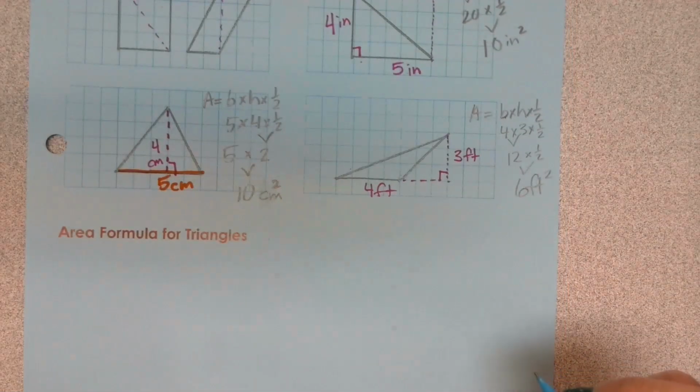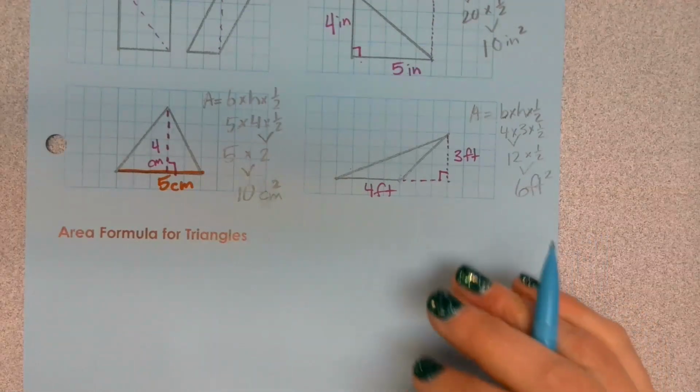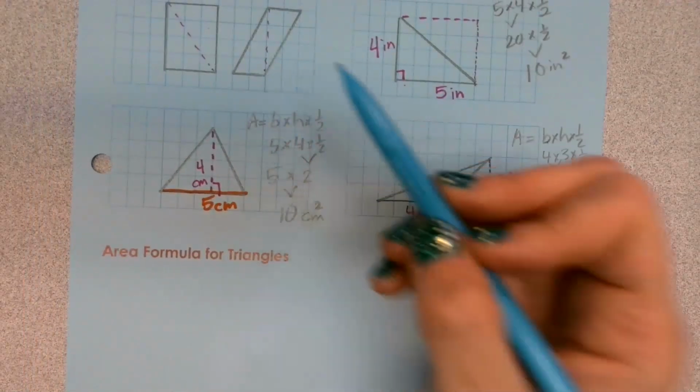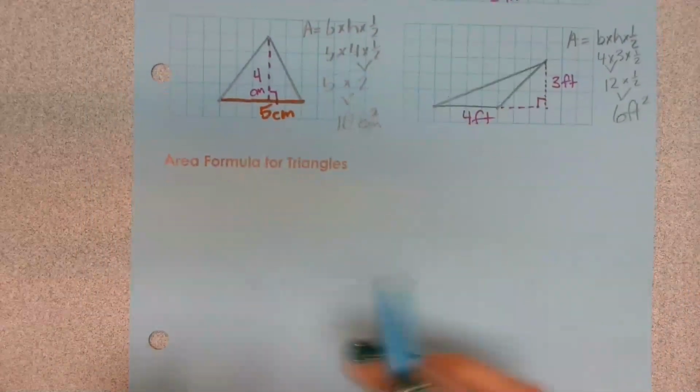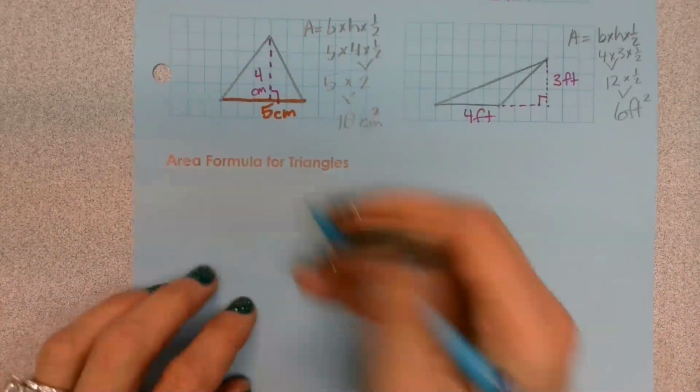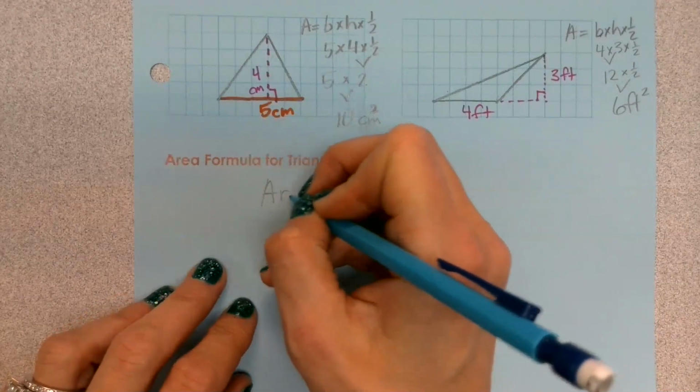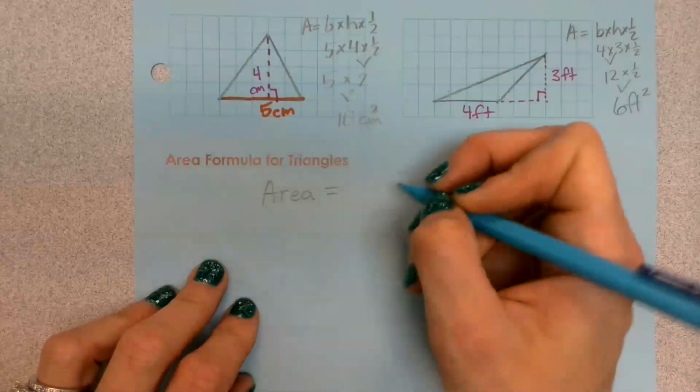Okay. So if you remember parallelogram, base times height, a triangle is half of a parallelogram. So you can always remember the formula for a triangle. Now, let's see all these different ways. So record these with me. Well, let's record all of the words like we did with parallelogram. Area equals.